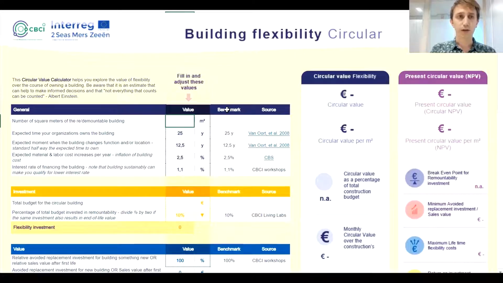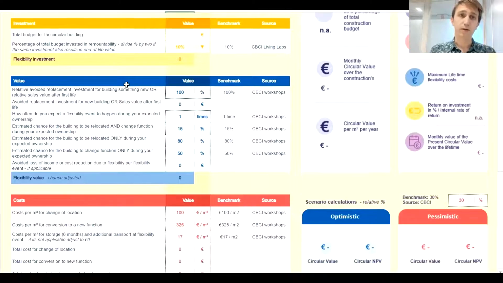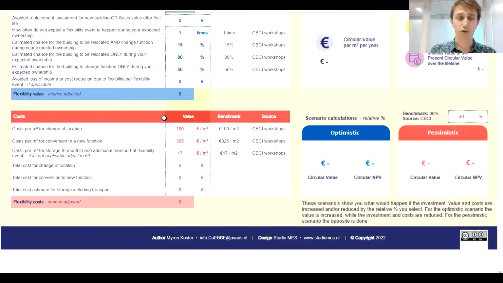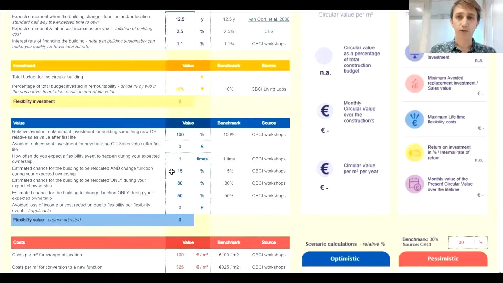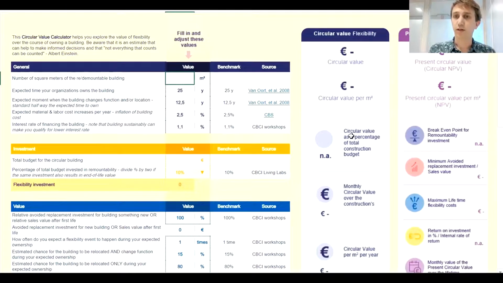So this calculator consists of several blocks. We have a general block where you fill in the number of square meters, how long you will own the building, what the interest rates are, like general information. Then we'll estimate the investment to be made to make a building remountable and circular. Then the value this remountability is providing, and then the costs associated with this value over time. And these will result in a circular value, so the total value, which is negative investment minus the costs plus the value. And we'll have different metrics regarding this information.